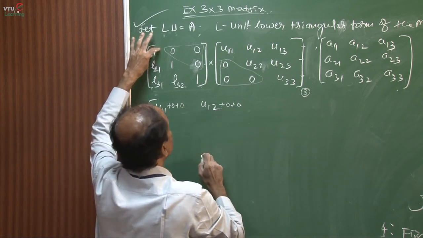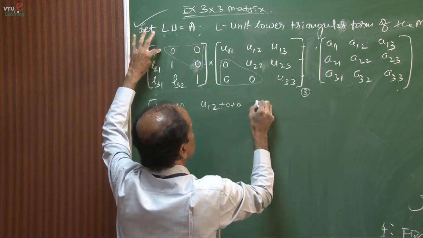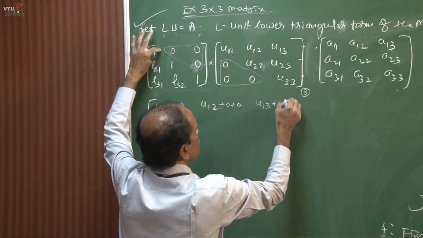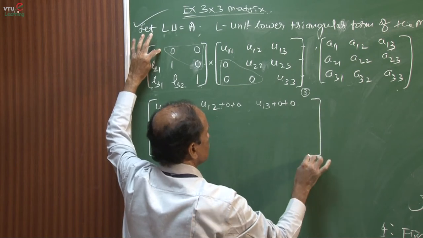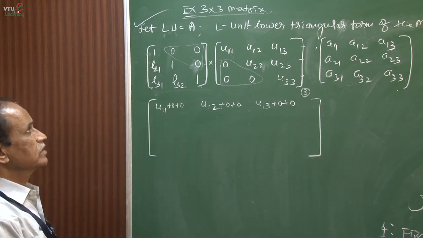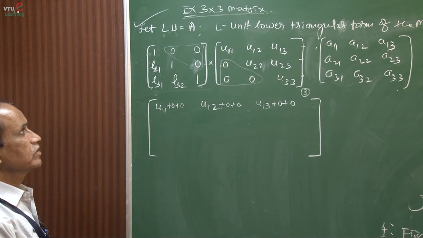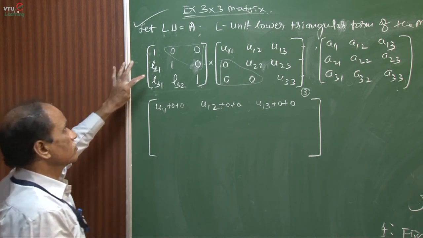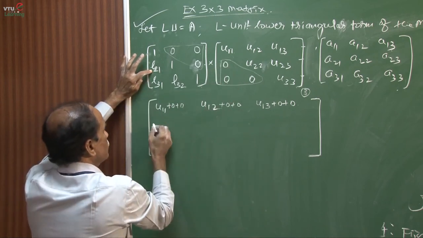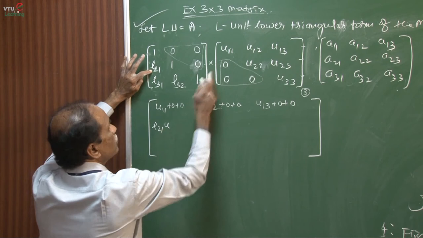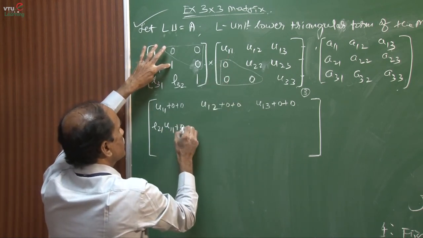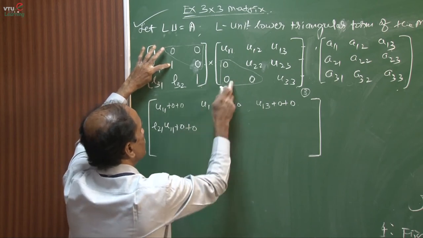Now, first row into third column. That is 1 into U13 plus 0 plus 0, right? Like this you can write. This is the first row into first column, first row into second column, first row into third column. Now second row into first column: L21 into U11, right? And 1 into 0 plus 0, both are 0.